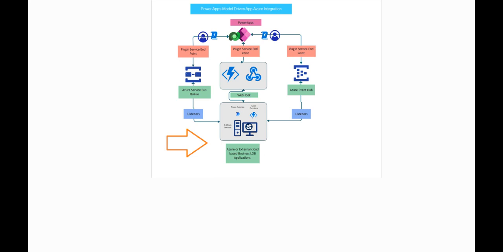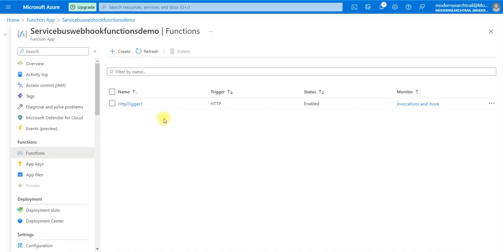For this demo, we'll be working on the listener part. For listening to the Azure Service Bus queue, we can either utilize third-party external cloud applications or we can utilize Azure Function as a listener. In order to create a Service Bus queue listener via Azure Function, we need to create the Azure Function app first. Log into the Azure portal and create a function app.